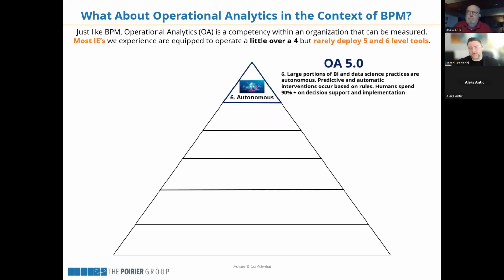And then at the 6th level, can we do portions of BI and data science in the context of AI and do it autonomously, making automatic interventions based on those rules, as we had mentioned? Humans are spending maybe 90% on decision support versus doing the analytics. So the lead time of getting to the right answer is cut down significantly, and we focus a lot on the implementation of those changes.